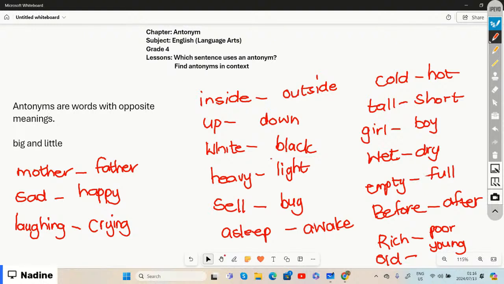So these are once again words with the opposite meaning, right? And we call them antonyms. Antonyms are words with the opposite meaning. So they have the opposite meaning. And when it comes to antonyms, it is not words with the same meaning at all, it's words with the opposite meaning.